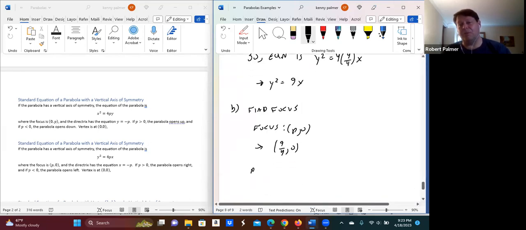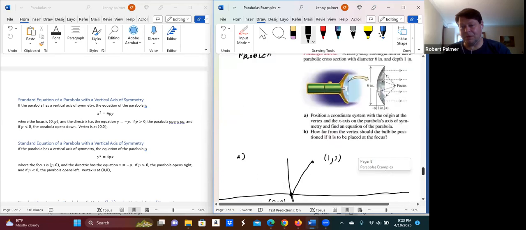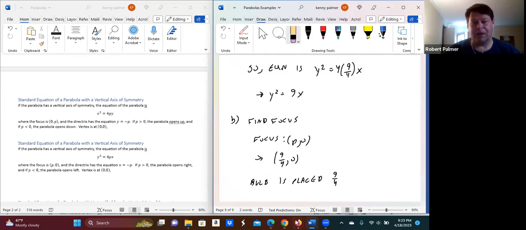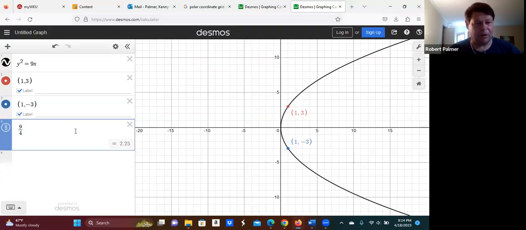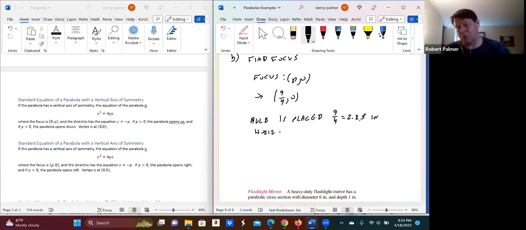So the bulb is placed 9/4 inches from the vertex. We can also approximate that, and you can use Desmos for that. 9 divided by 4 is approximately 2.25, which is equal to 2.25 inches horizontally from the vertex.